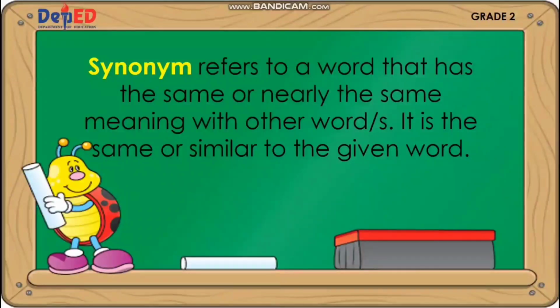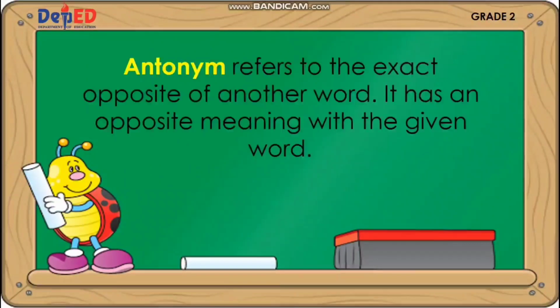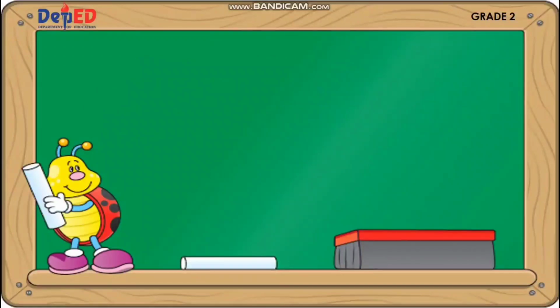Remember kids, that synonym refers to a word that has the same or nearly the same meaning with other word or words. It is the same or similar to the given word, while antonym refers to the exact opposite of another word. It has an opposite meaning with the given word.